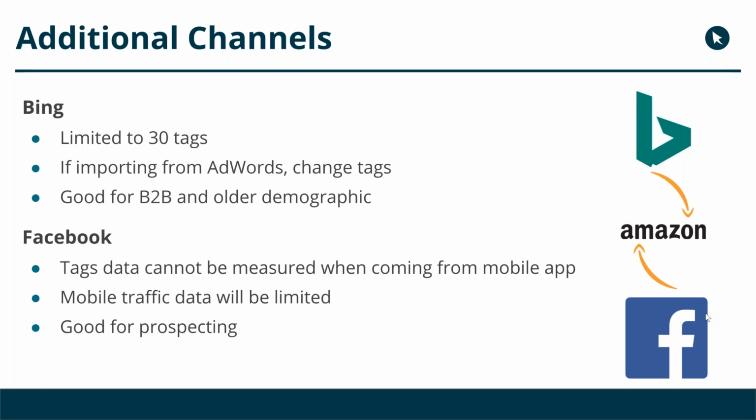So Facebook, typical to any form of advertising through Facebook, can be very good for prospecting and building your brand out. This can be a good way to get in front of a lot of consumers, especially if you've got a really detailed audience built out, since Facebook does provide the best audience insights out of any channel. So if you're willing to spend for branding, Facebook can provide a good channel for that, but unfortunately, you can't measure your tags if they're coming from the mobile app.